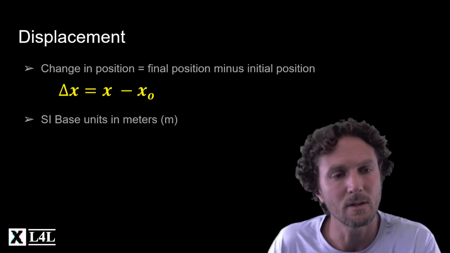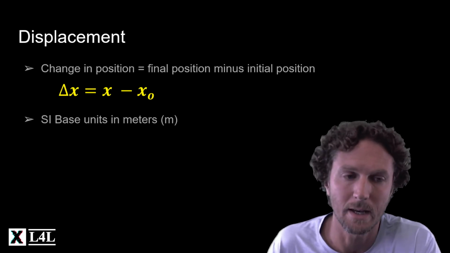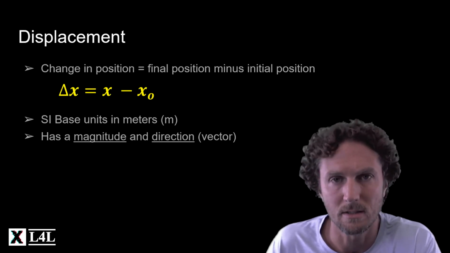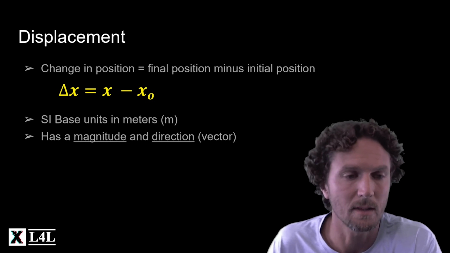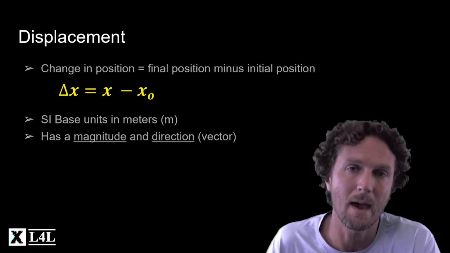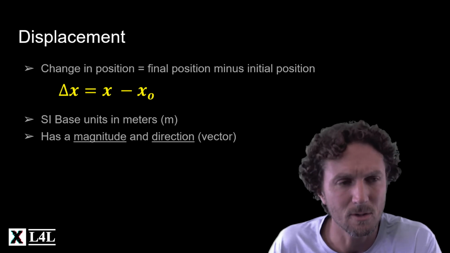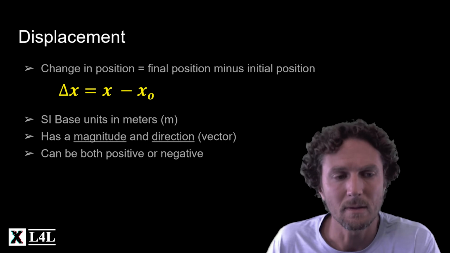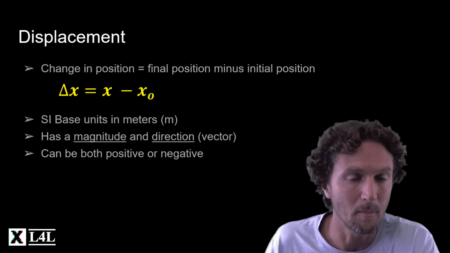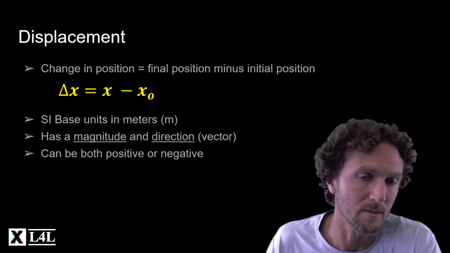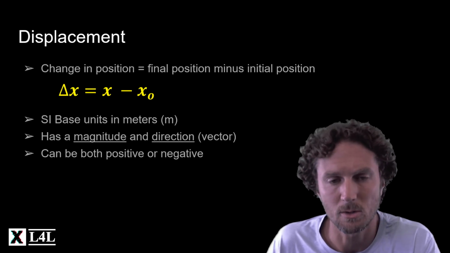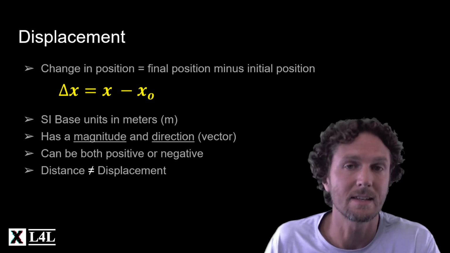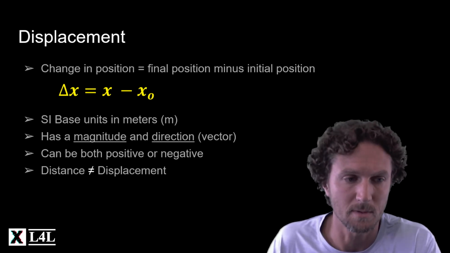The base SI units are going to be meters, which will be represented by an m. And a key element here again, magnitude and direction. This is what a vector is. Okay, any quantity that has a magnitude and a direction. And that's really the key difference between displacement and distance. And displacement can be both positive or negative depending on your frame of reference or your coordinate system and how you're defining position. We're going to talk about that as well. So, class, please understand that distance is not the same as displacement.